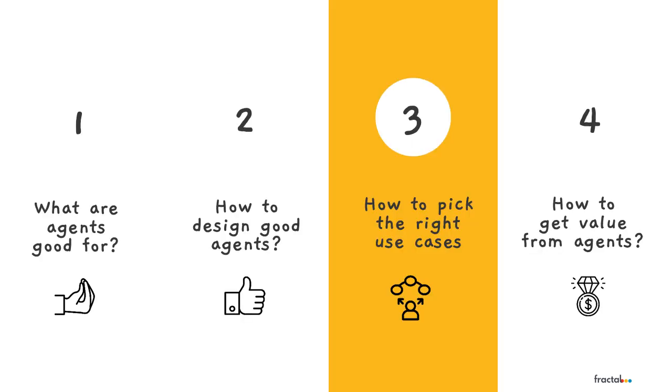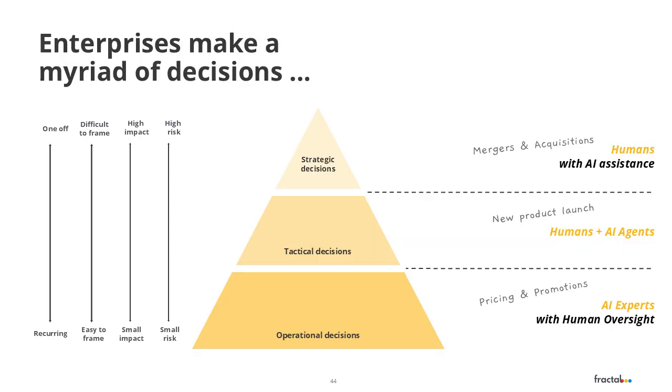The next section is how do we pick the use cases? The way we think about this, enterprises make a myriad of decisions, and we think of these decisions in terms of operational to tactical to strategic. And there are a few different dimensions which might define what buckets these decisions fall in. Are these decisions recurring or one-off? Are they easy to frame or difficult to frame? Small impact, small risk, high risk. And also these dimensions themselves are again multidimensional. Impact is something we'll talk more about, it has a lot of different aspects to it. Risk has a lot of different aspects to it.